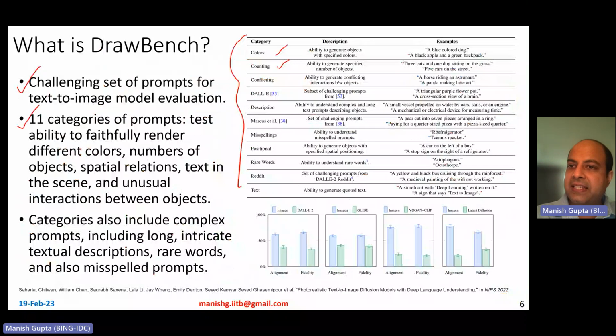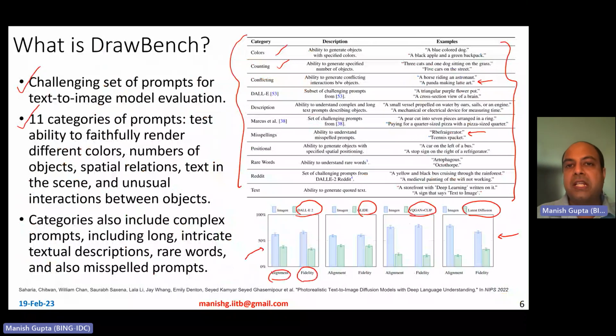In fact, these categories also include complex prompts, long, intricate text descriptions, rare words, misspelled prompts, and so on. Here are some examples for you to look at. You see misspellings, and does the model create a good image or not? Conflicting, like a panda making latte art. Is the model good at creating images for such conflicting scenarios or not? And what you observe here is that if you compare Imagen with popular text-to-image models, DALL-E 2, GLIDE, VQGAN plus CLIP, or Latent Diffusion, Imagen is hands down better in terms of both alignment as well as fidelity, as rated by human annotators.